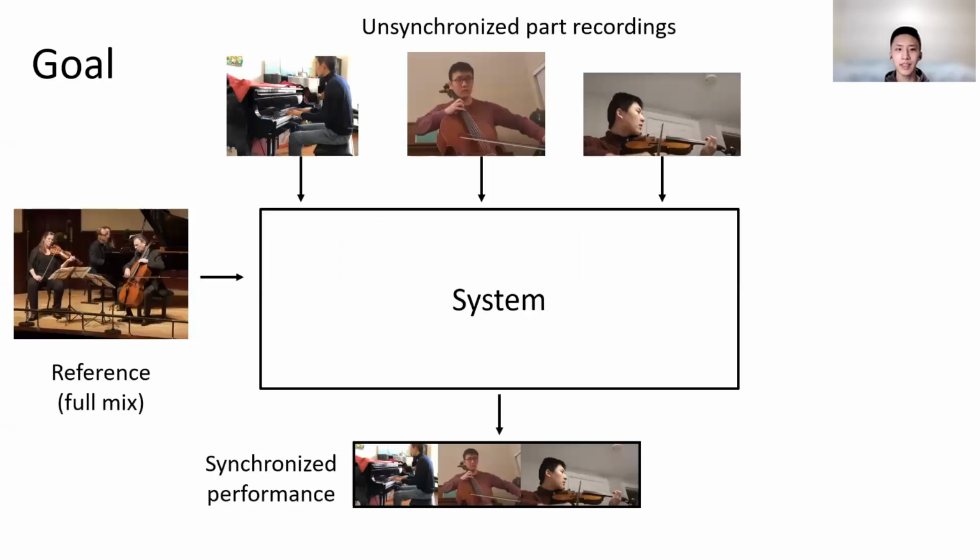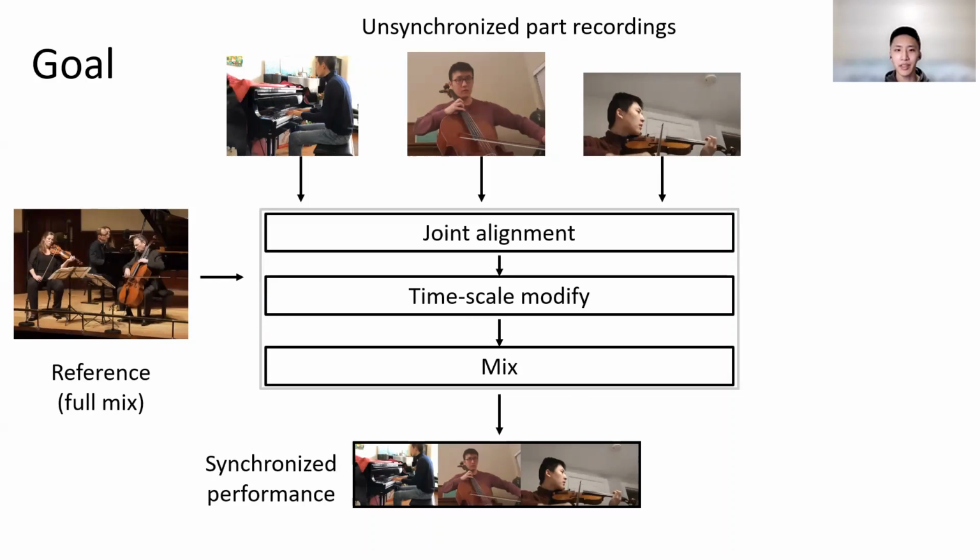This paper explores the question, can musicians play chamber music together while in quarantine? Our work explores an application enabling a group of musicians to asynchronously collaborate and produce a performance. This diagram shows the system for a piano trio. The system takes 3 unsynchronized part recordings and a full mix recording, and modifies the part recordings to generate a synchronized performance. The system can be broken down into 3 subproblems.